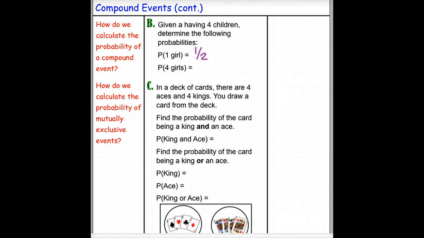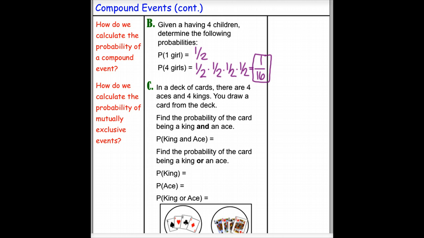Because what you have for the first child does not determine what you will have for the second child. So we're going to do 1/2 times 1/2 times 1/2 times 1/2. And when we multiply that out, 1 times 1 times 1 times 1 is 1. 2 times 2 is 4, times 2 is 8, times 2 is 16. So there's a 1 in 16 chance that this family would have all 4 of their children be girls.